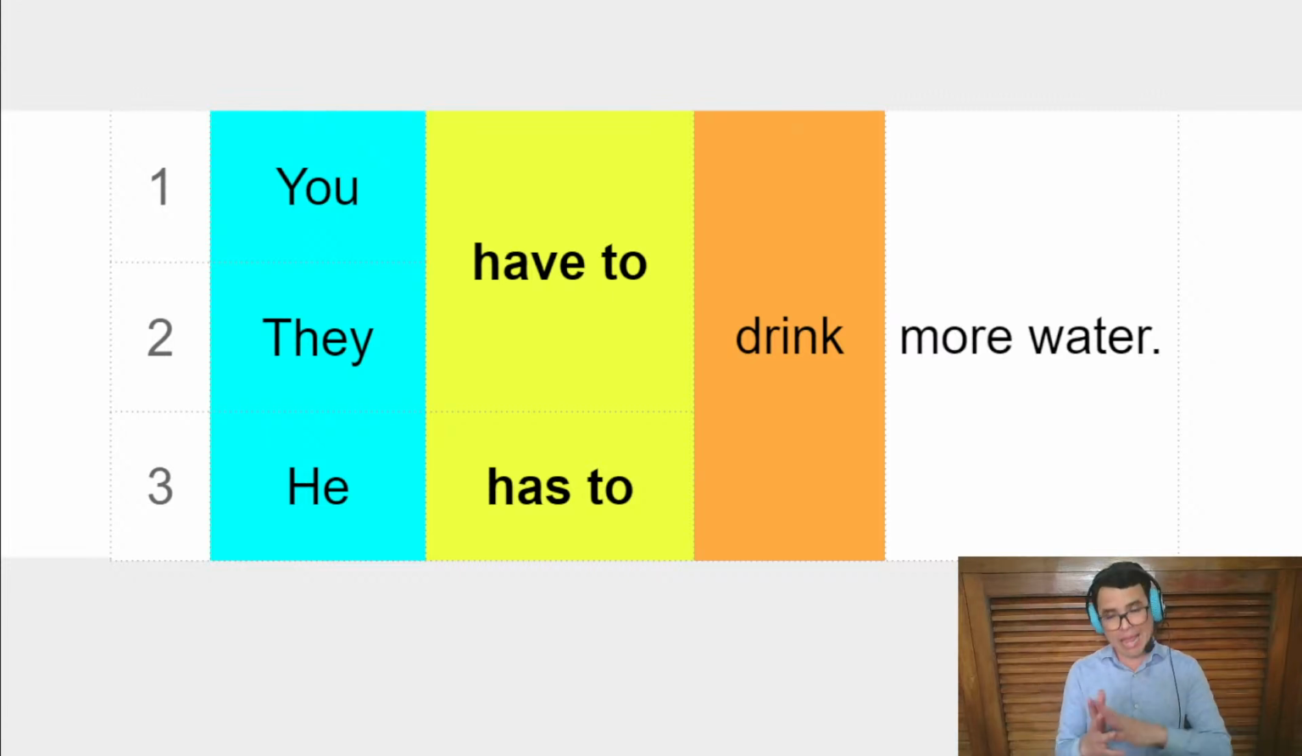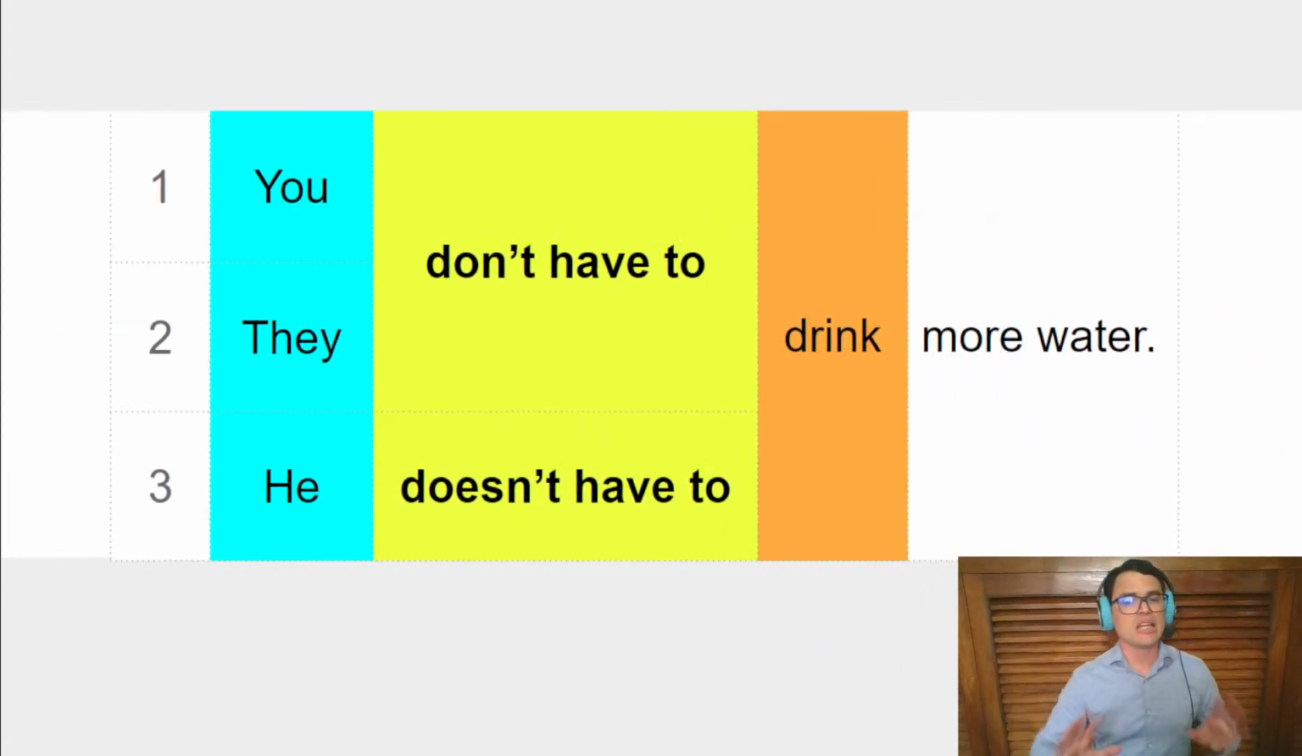Number one. And then in orange, you will have a verb in regular form without any changes. Correct? Number one, you have to drink more water. It's necessary. They have to drink more water. It is necessary. Number three, he has to drink more water. It is necessary.